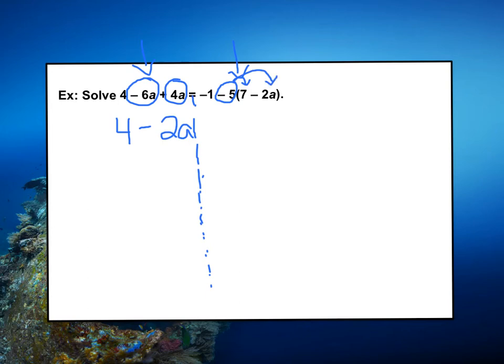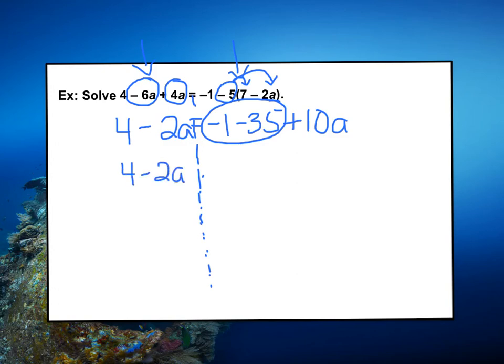So the negative 1, this is equal. Negative 1 will stay there, but negative 5 times 7 is negative 35. And negative 5 times negative 2 is positive 10a. And then I have to simplify these two numbers. I can combine them for one number. So I get 4 minus 2a equals negative 36 plus 10a.